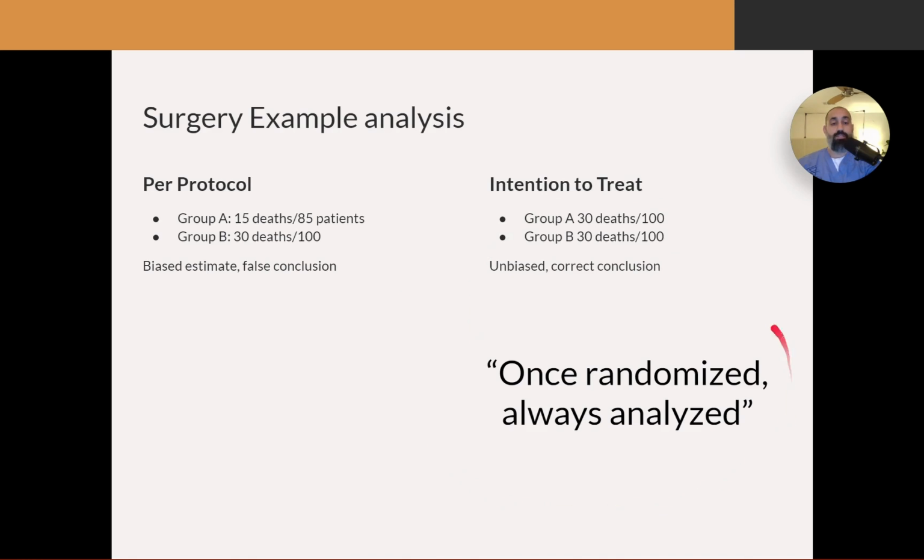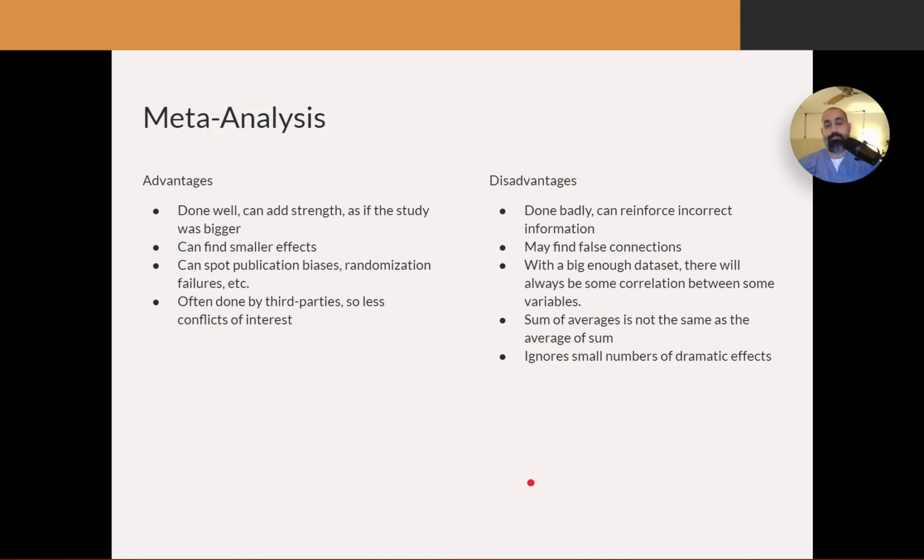Intention to treat is basically summarized in this one sentence. Once randomized, always analyzed. So after the randomization period of a trial, all data is analyzed. No one is subtracted out, no one is deleted for any reason. And that gives you a more unbiased, correct conclusion.